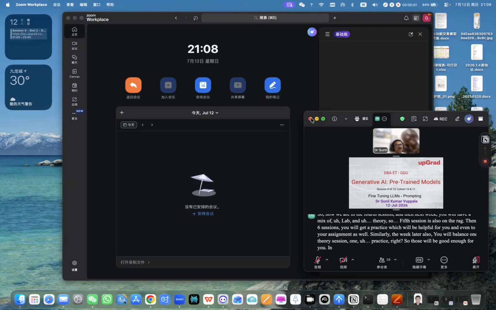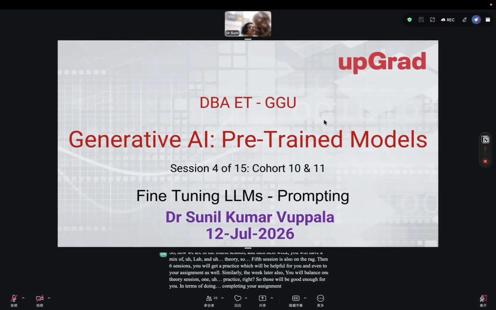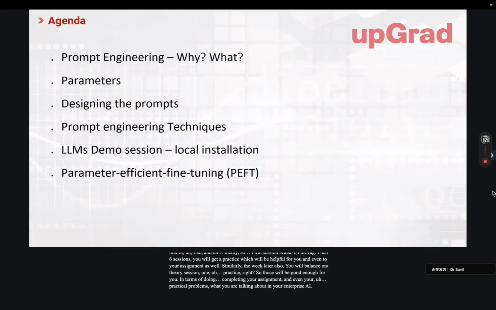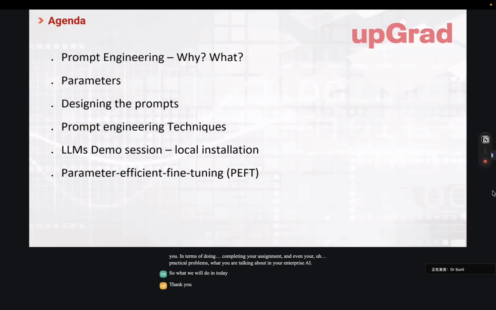In terms of completing your assignment and even your practical problems, what you are talking about in your enterprise AI. So what we will do in today's session, if you don't have any further questions on the last three sessions, then let me start with this.